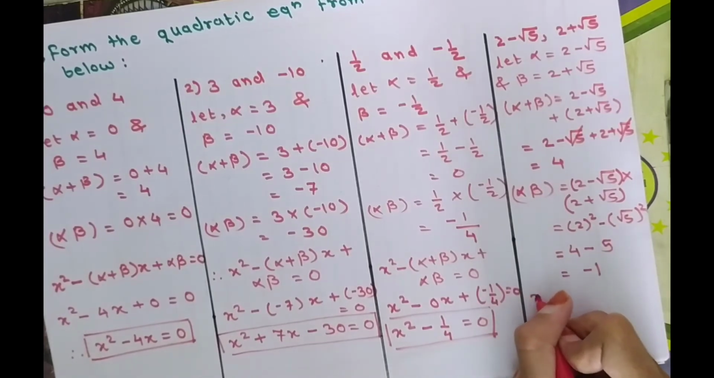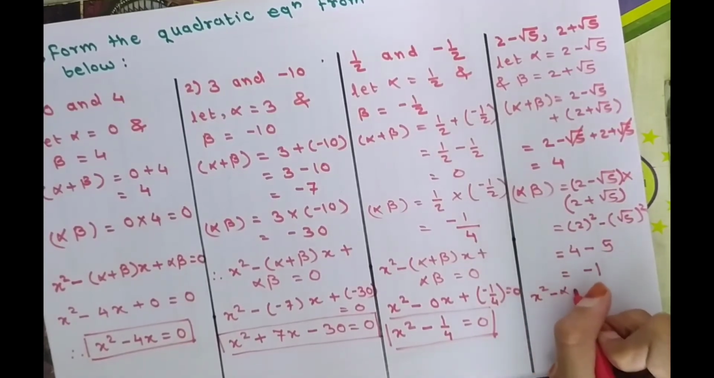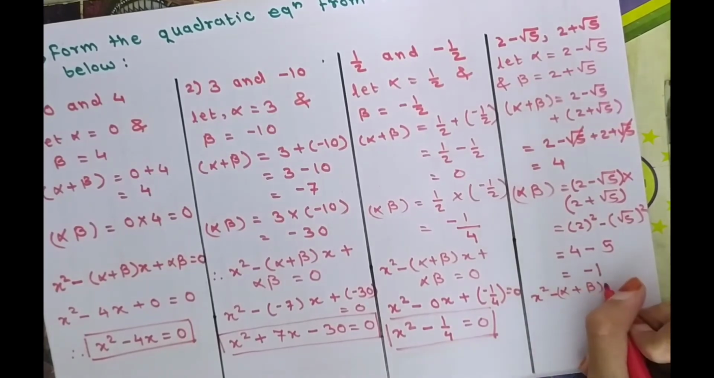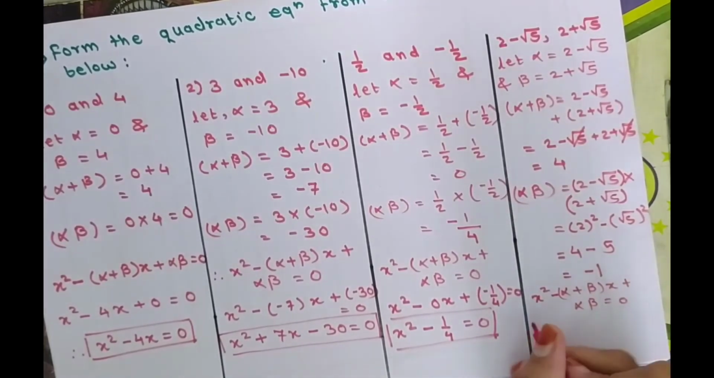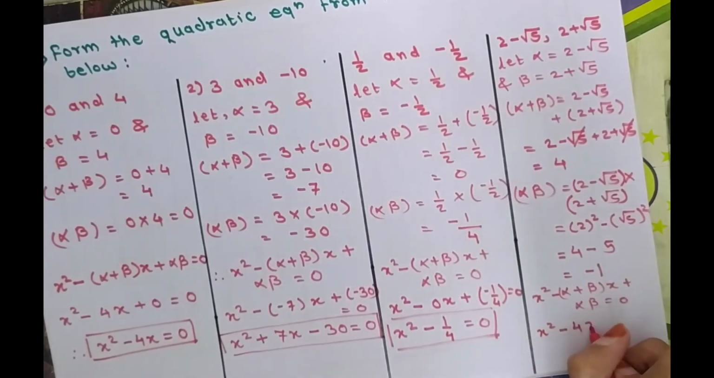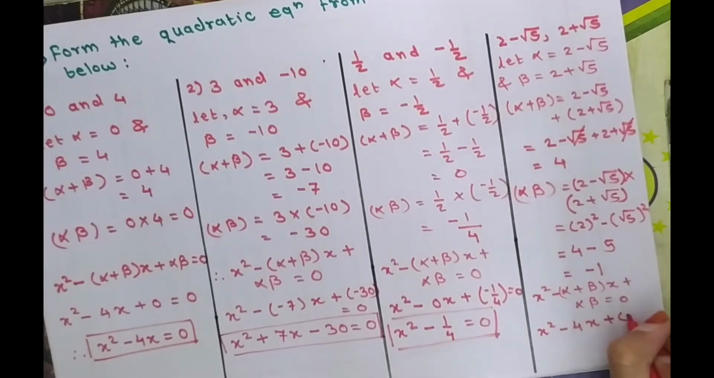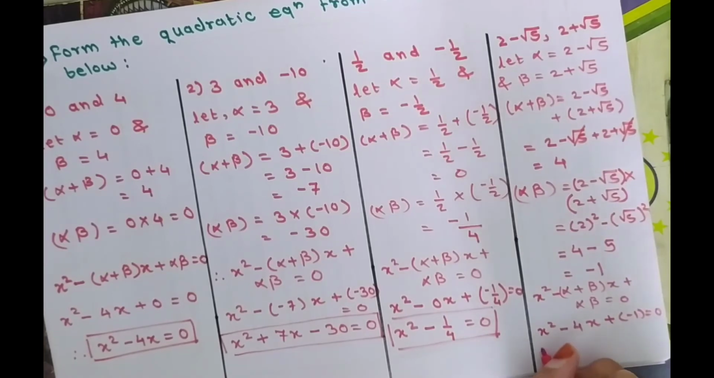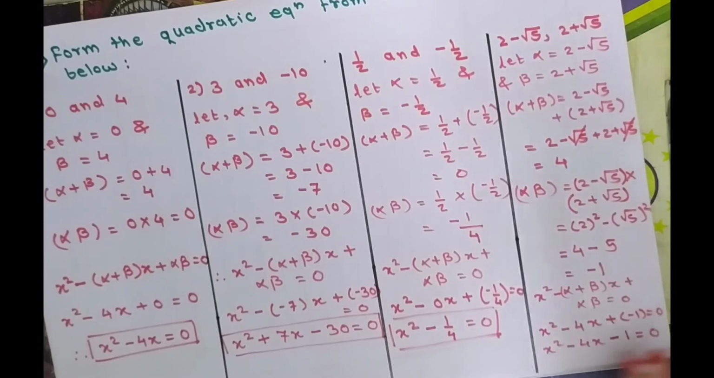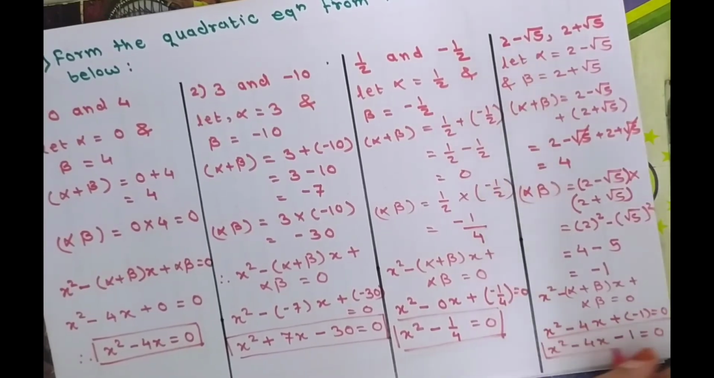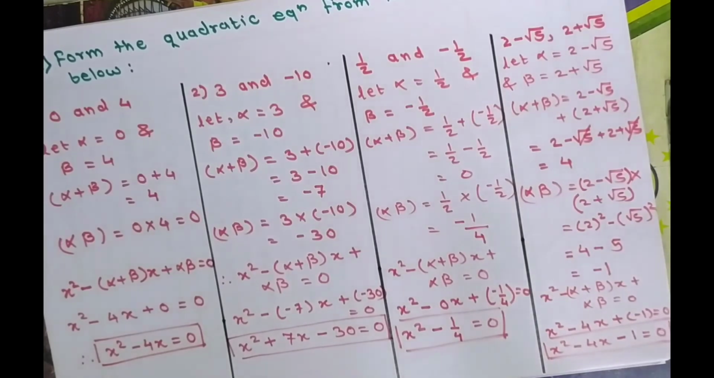So our equation is x square minus (alpha plus beta) x plus alpha beta is equal to 0. So x square minus 4x plus minus 1 is equal to 0. So x square minus 4x minus 1 is equal to 0. This is our required equation.